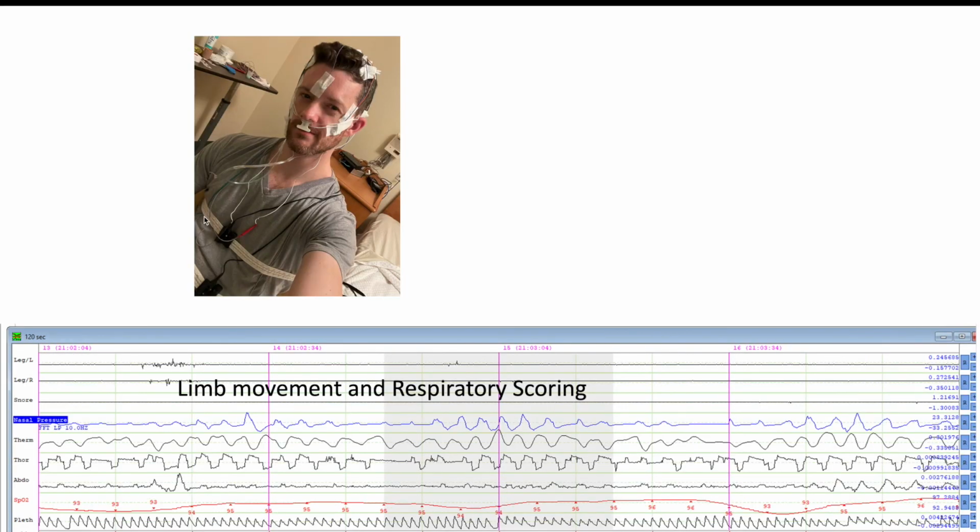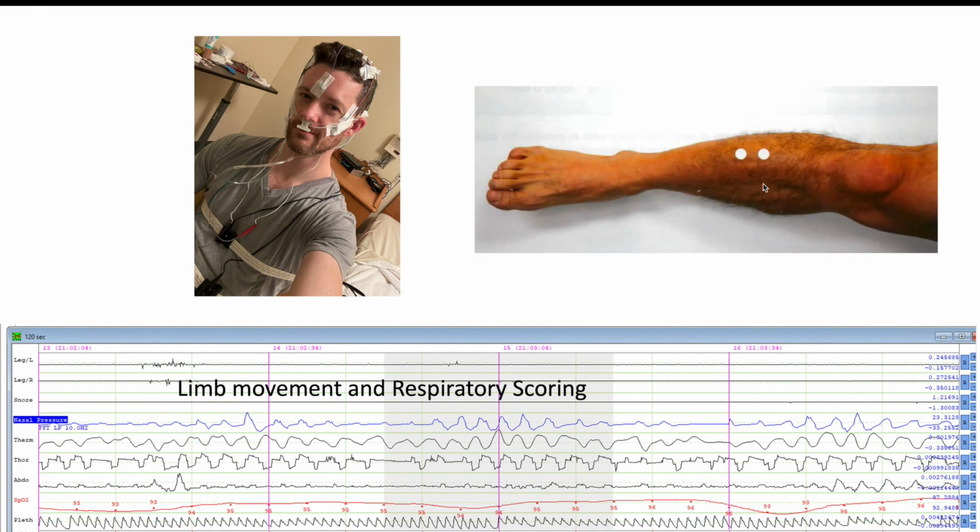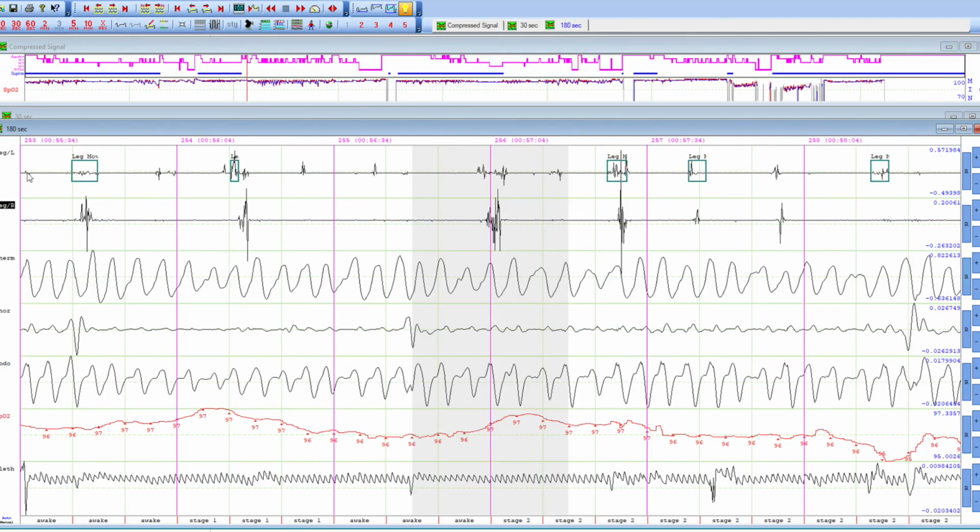Now, lastly, limb movements. You can't see it in this picture, but on either leg, I have an EMG electrode on my anterior tibialis on both sides. And those EMG leads are to detect limb movements, like periodic limb movements. So these are the leg channels. You can see that the left leg is here, the right leg is right here, and you can see that there are spikes, increases in the voltage here that are indicative of movements of both legs in most of these cases.